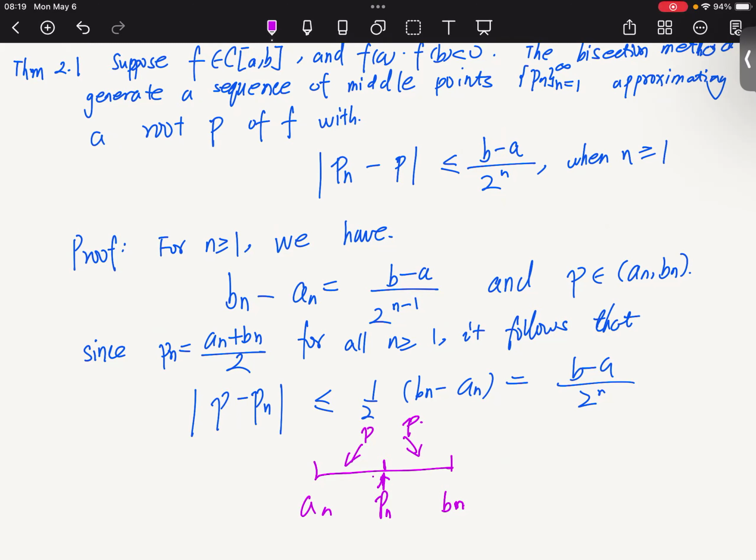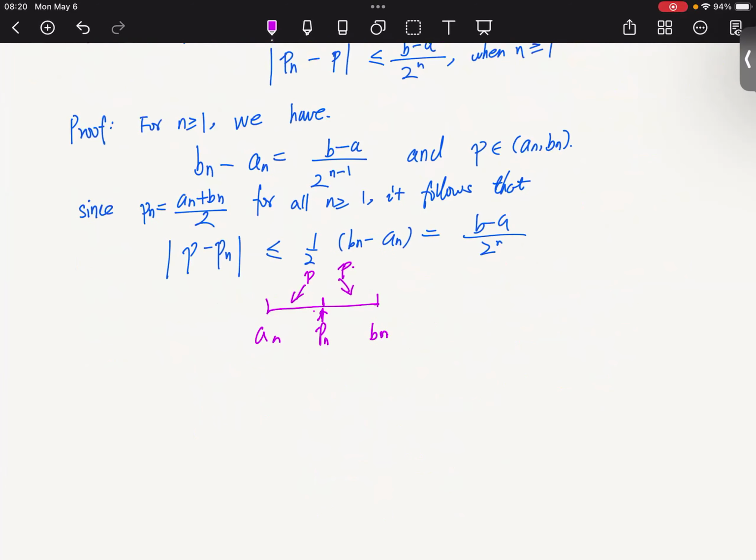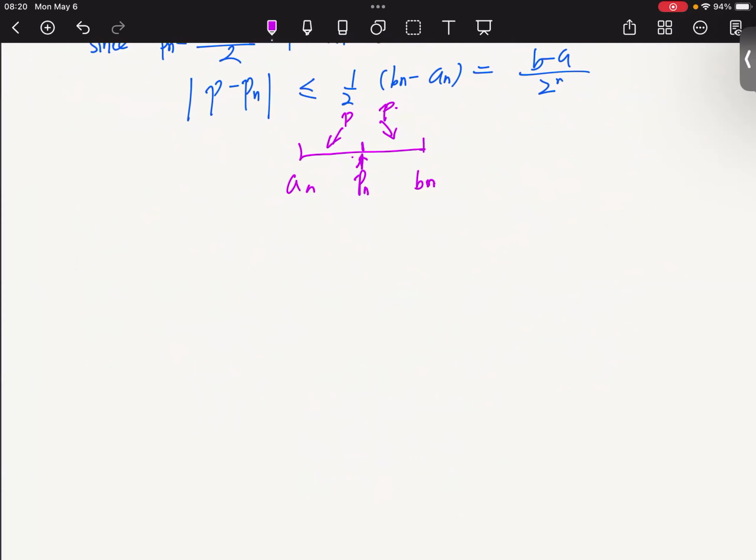So this is the proof, and it's quite easy. So I might put this on the final exam as well, because it's easier. Now there's one more type of question here. You already know the convergence rate, and now we are going to take a look at how, if the function is given and the interval is given, how many iterations do we need to get the approximation within the tolerance.